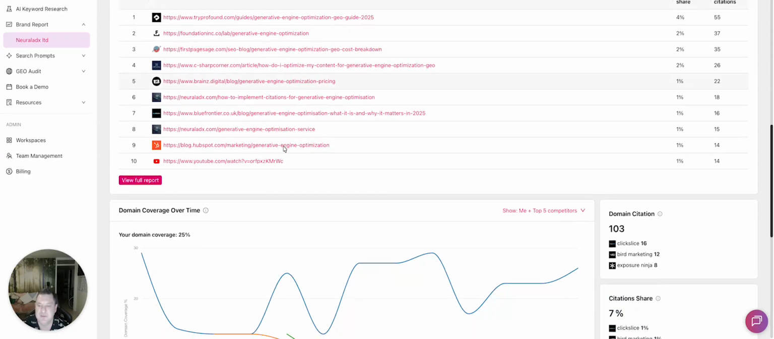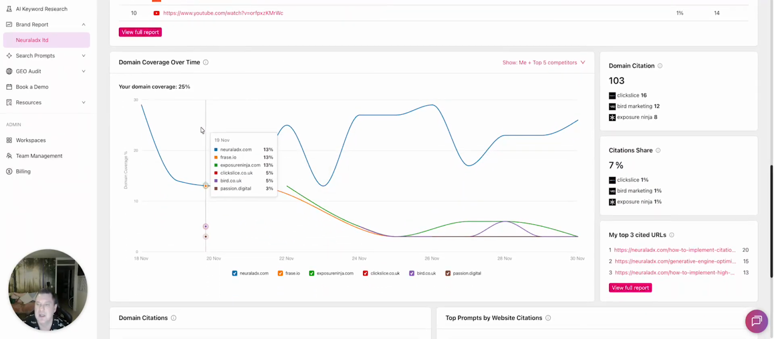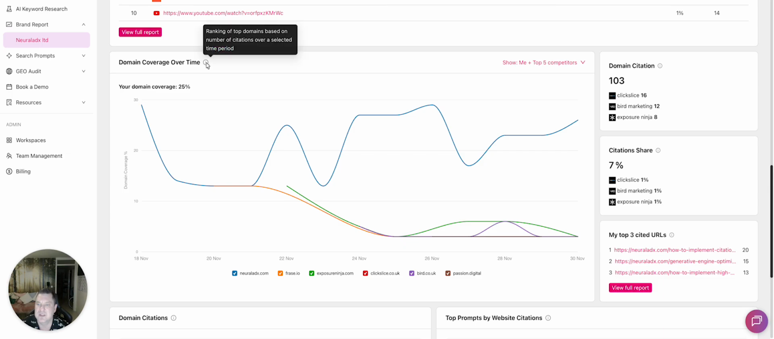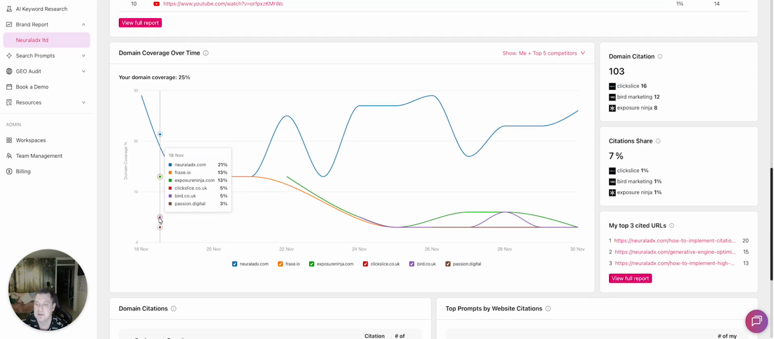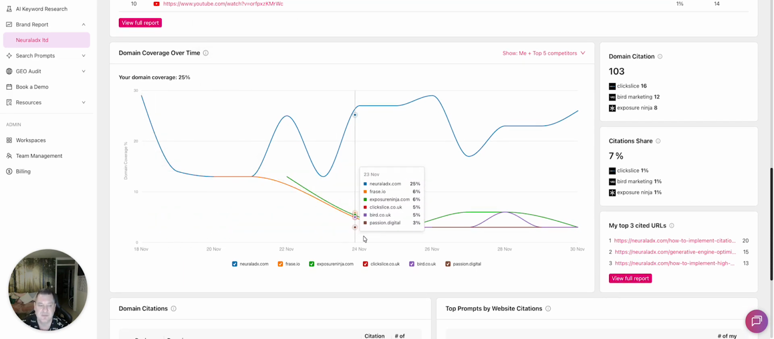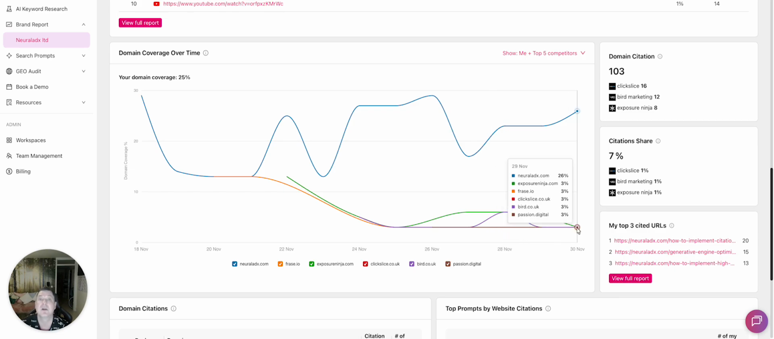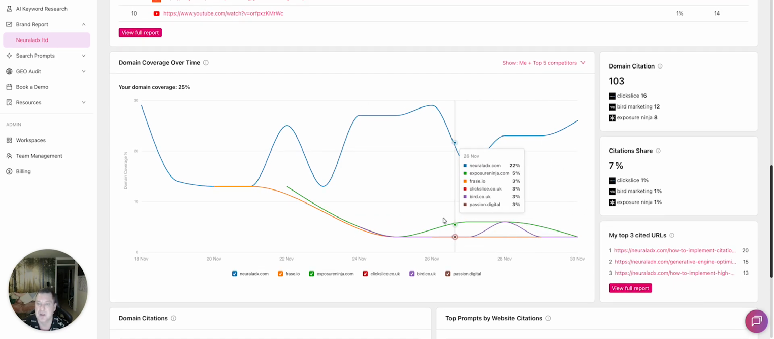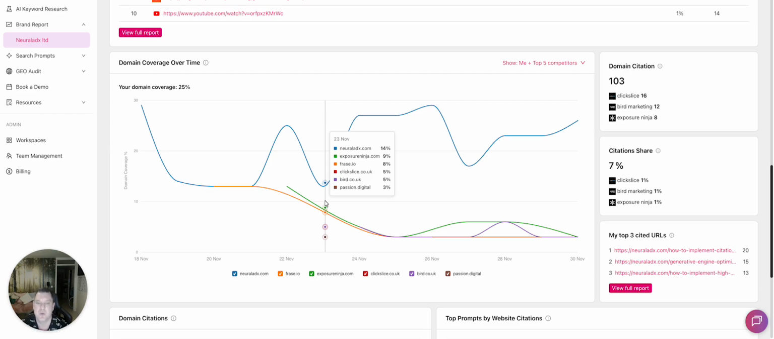So that's brilliant feedback. Then if we move further down, you can see the domain coverage over time. So this is the ranking of top domains based on number of citations over a selected time period. So this time period is from the 18th of November to the 30th of November. We're now currently the 1st of December is when this video is being made. So we have a 12-day analysis here. So you can see from this pop-up window, you've got us Neuraladx in blue, Exposure Ninja in green, Phrase.io in orange, and you get the gist of it from there.